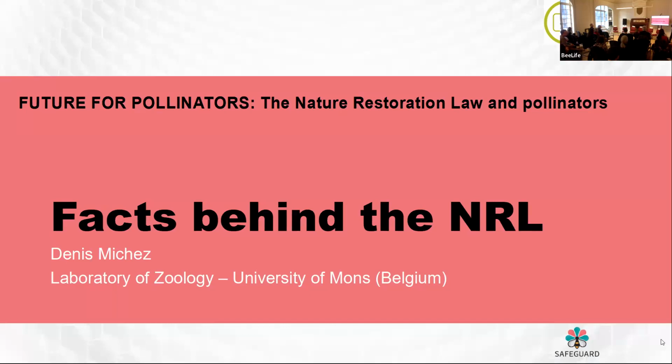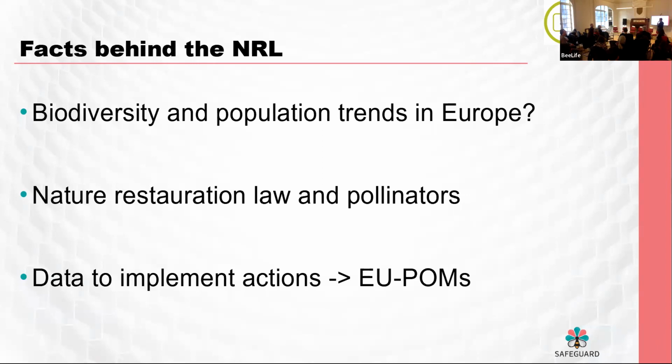We're going to talk about three points here, and I'm trying to not be too long. We're going to talk about the evidence base of the decline of biodiversity, and on this data was built the international law arguments. And then what do we find in this law about pollinators? And I will finish with what we look for in the future: how we will organize data collection to test the efficiency of the implementation of the action. So I'm going to talk about the EU PoMS, which is the monitoring improvement.